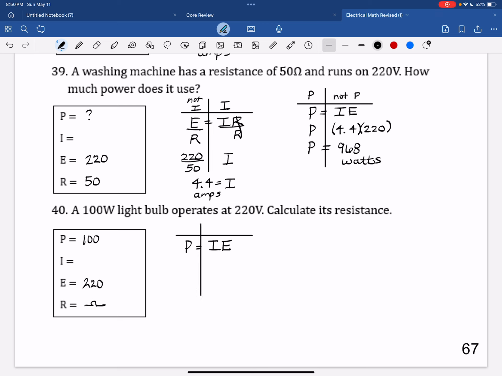So we're looking for I. So let's divide away the E. And we're left with I equals 100 over 220. That's interesting. It's a repeating decimal. So I'm just going to leave it as an exact answer and use that repeater sign.